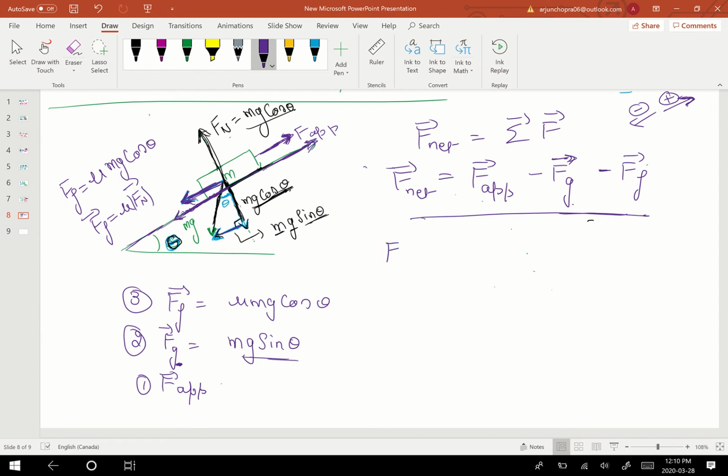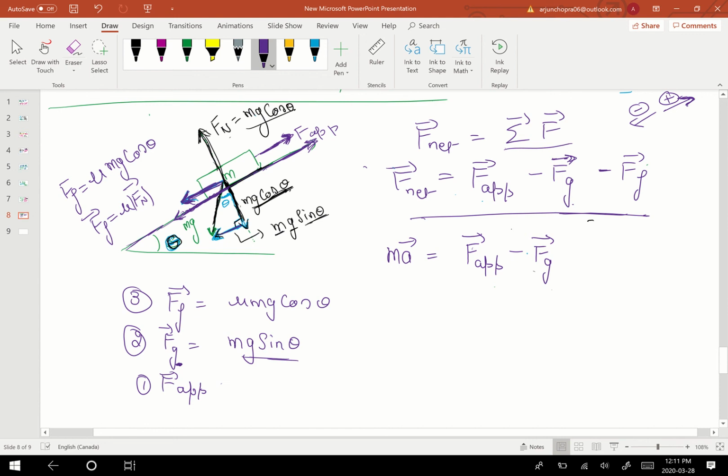So F net, we say F net is equal to what? It is equal to sum of forces, or also equal to MA. So this is another formula for writing F net also. And then F applied, we're going to assume this is acting in the upward direction. Fg, we've said that this is acting in the downward direction, but force of friction will always depend upon whether the object is trying to move in the upward direction or in the downward direction.